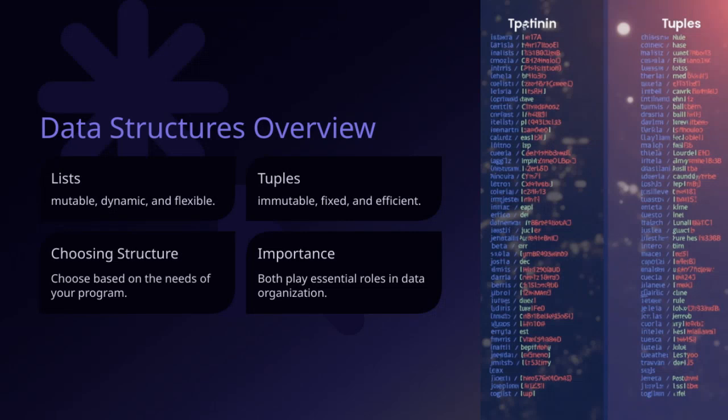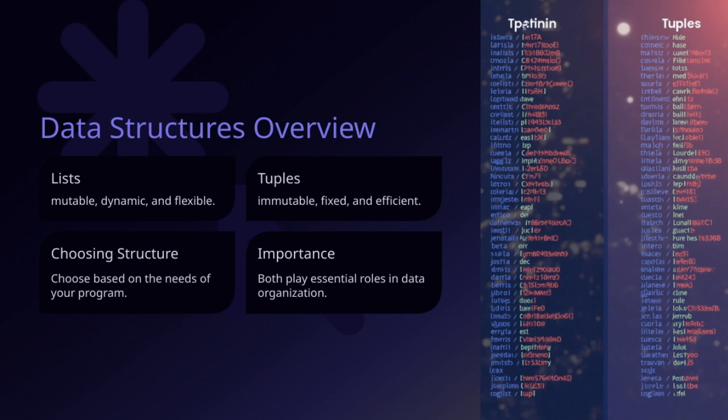Both play essential roles in data organization, and understanding when to use each can really streamline your programming. Tuples are immutable, fixed, and highly efficient, making them perfect for data that doesn't change throughout your program. On the other hand, lists are mutable, dynamic, and flexible, allowing you to modify, add, or remove items as needed.